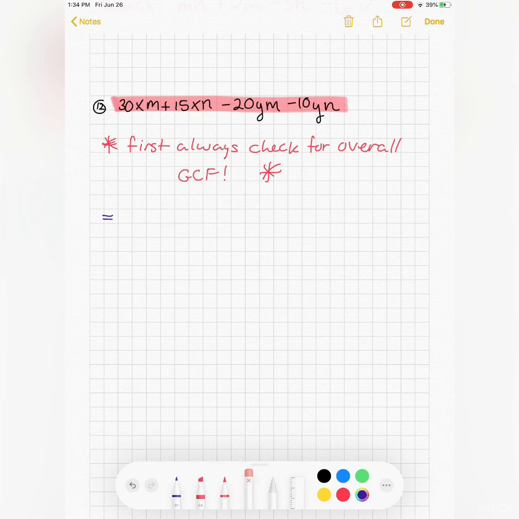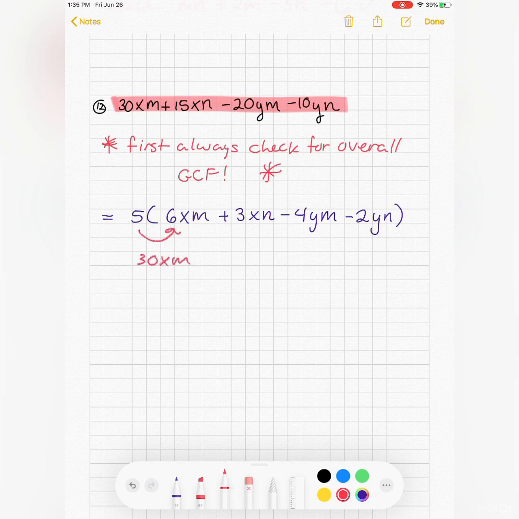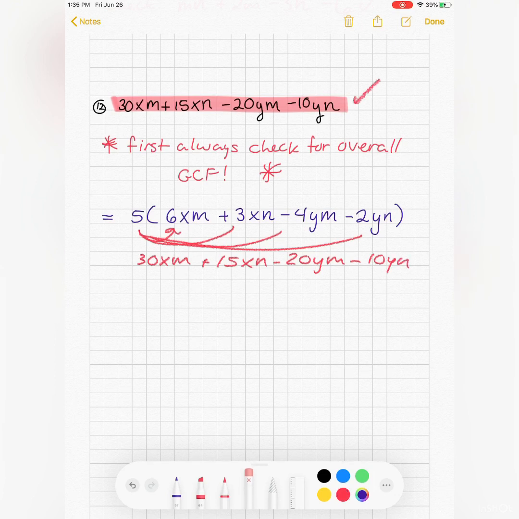So let's try it again. 5. That'd be 6xm plus 3xn minus 4ym minus 2yn. So you notice as I go along, I'm always checking these steps as I go. That way I can catch small mistakes like that before I go through the whole problem. So checking so far, I'd have 30xm, 15xn, minus 20ym minus 10yn. So that's good so far. So then I continue.